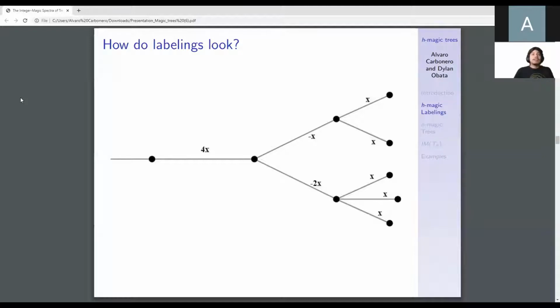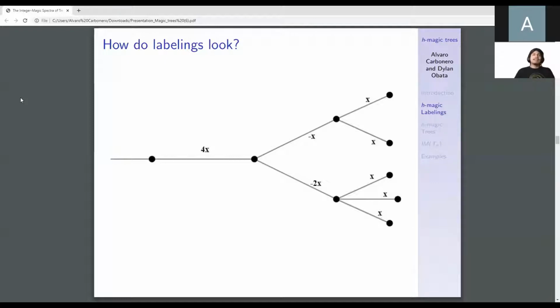And the same happens below. We need a negative 2x because there are three pendant edges. So we're going to have 3x from them, and so we need negative 2x. So these negative x and these negative 2x were not optional. We needed negative x and negative 2x for those vertices we talked about to have the constant labeling x.